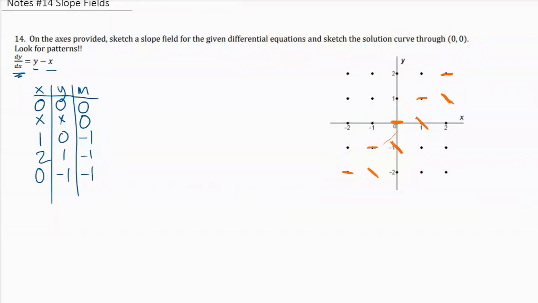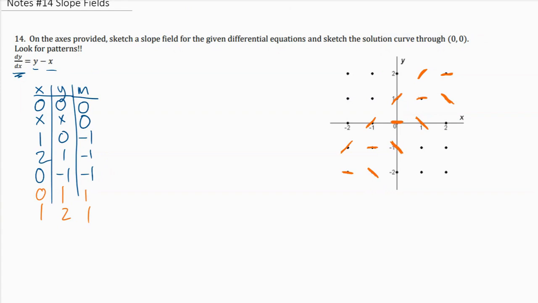Now, that's not true of every slope field. Every slope field is going to have different patterns. But once you think you find a pattern, test your conjecture and see if it works out. Let's try (0, 1). If I plug in (0, 1), that would be 1. So that's a slope of 1. So it looks like this. If I plug in (1, 2), 2 minus 1 is also 1, which is a slope of +1. And yes, this does follow the same pattern. So along my diagonals, I have the same slope.